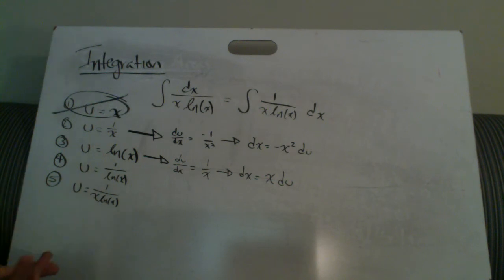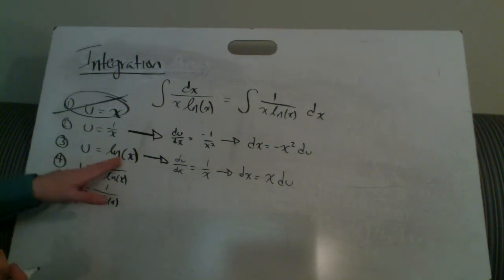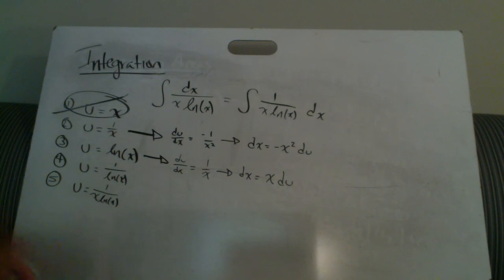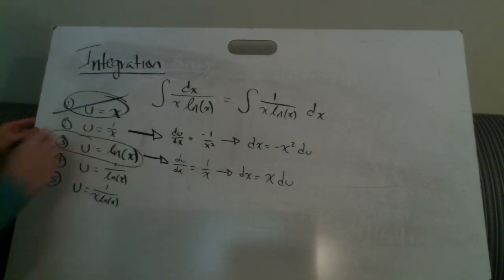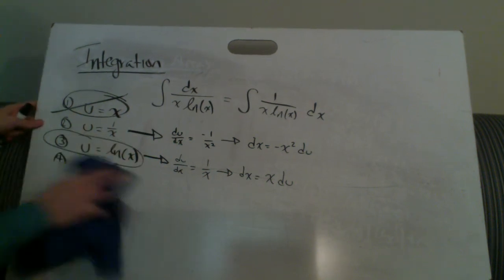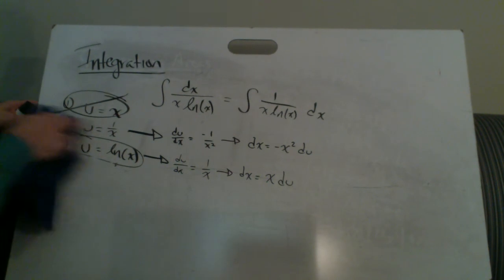When you're doing u substitution, it might be the case that there are multiple u's that work. But if you find one that's nice and simple and works, just go with it. Okay, that's my advice. So let's tidy this up a bit. I've found the right u sub. Here it is. u should be natural log x. So these other ones I'm just going to kind of get rid of here.